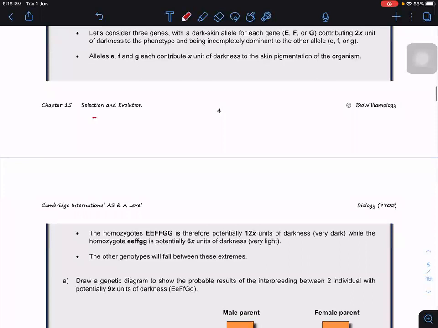If someone has big E, big F, big G, this person will have an additive effect of 2 plus 2 plus 2 plus 2 plus 2 plus 2, so the total is going to give us 12 times the darkness. This is the highest, the darkest, the highest degree of pigmentation.